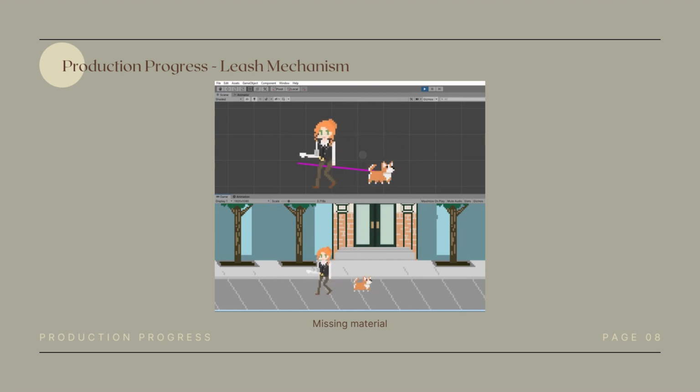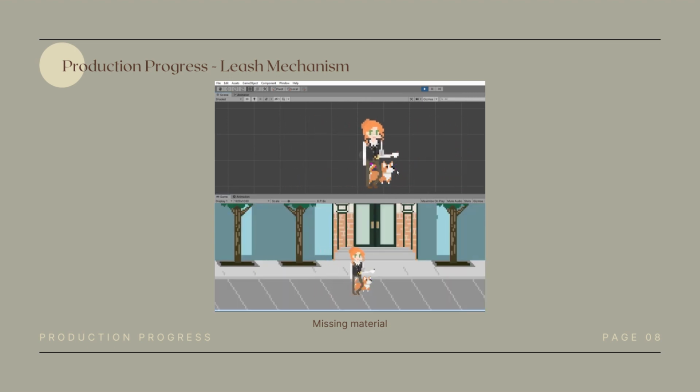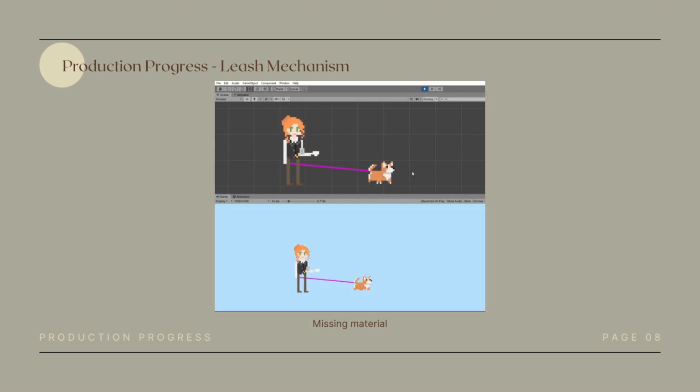Next thing is the leash mechanism. I couldn't find any tutorial that's close to what I wanted to make, so I got some help from Jad and he wrote me a script for the leash. Here in this clip, the leash is missing a material, so it looks invisible in the game window.